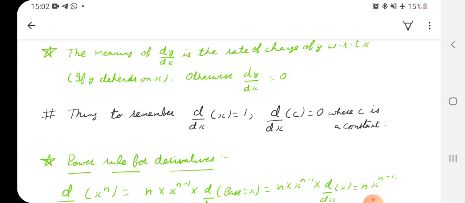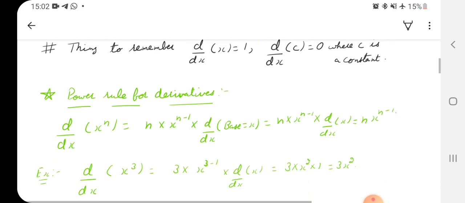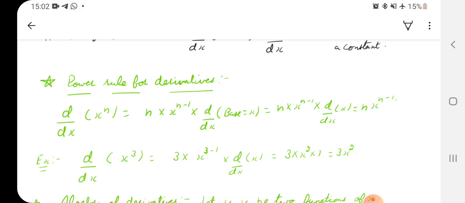Now some main rules for the derivatives. The first is the power rule. The power rule is used for polynomial functions. So first of all, d over dx of x power n. It will be what? It will be n into x power n minus 1.